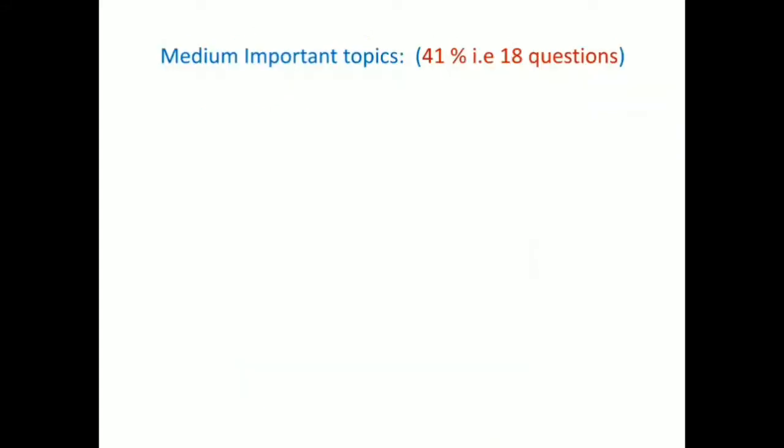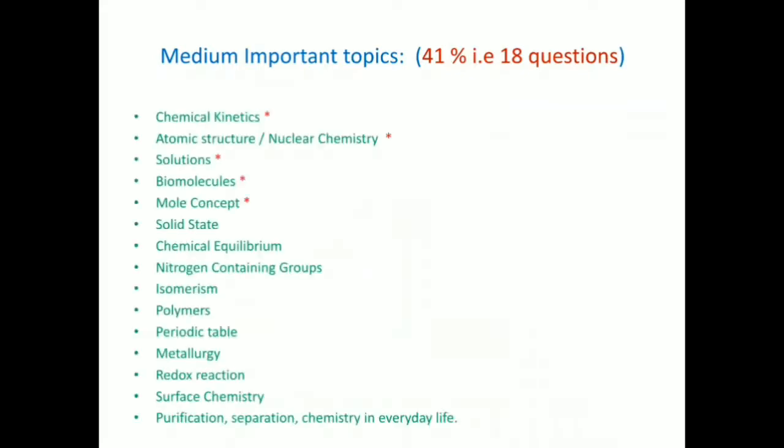Next are the medium important topics, from which 41% of your questions come, that is approximately 18 questions. Here you have a list of these topics, and out of these I have marked 5 topics with an asterisk. These are the important topics, but if you see, the most important and the medium important topics together cover approximately 96%. So definitely you have to study the most important and the medium important topics.